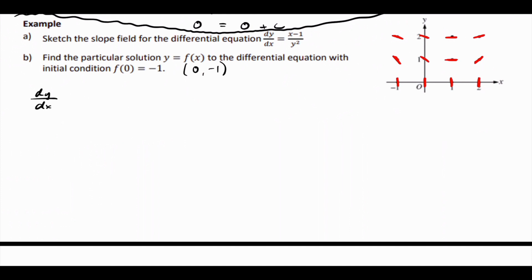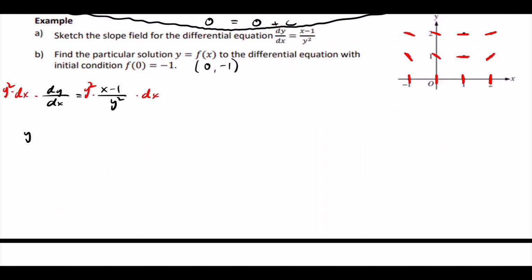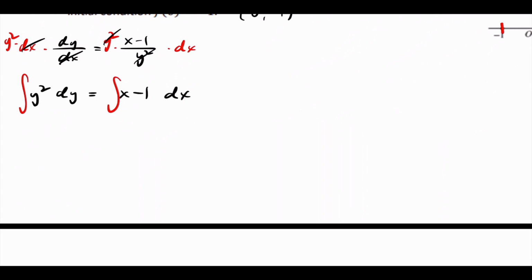So we start with this guy. Everything y related goes to the left. Everything x related goes to the right. So y squared dy equals x minus 1 dx. This part I'm going to go a little fast on because we spent pretty much all week last week doing this, so it's the same. So let's see, there'll be 1/3 y cubed equals 1/2 x squared minus x plus c.